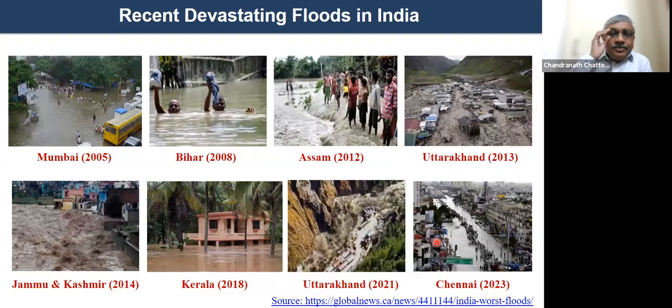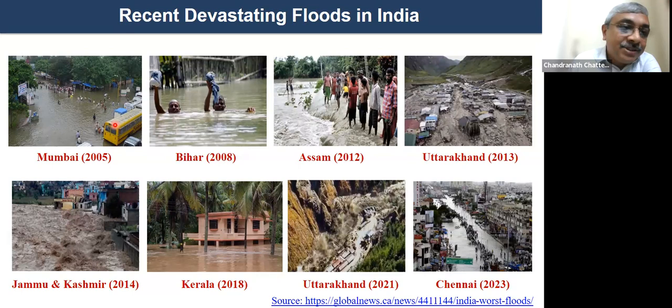Now, if you just recollect the past floods in India over the last 20 years, there are many. I just tried to list a few, but these are not all the floods that occurred. It all started with Mumbai in 2005, when we had 1 meter of rainfall in 36 hours. That means 1,000 millimeter of rainfall in 36 hours. You can do very little about that.